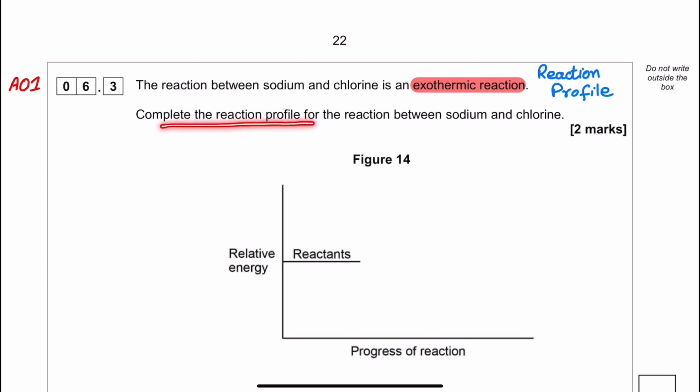Complete the reaction profile for the reaction between sodium and chlorine. It is an exothermic reaction, so the products are formed at relatively low energy because most of the energy is released into the surroundings. The reaction profile starts from the reactants and ends at the products.